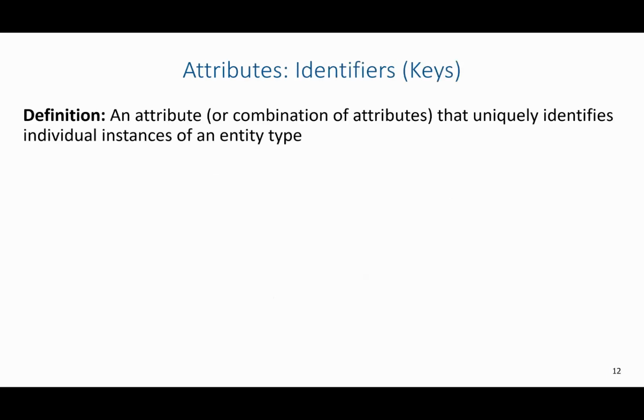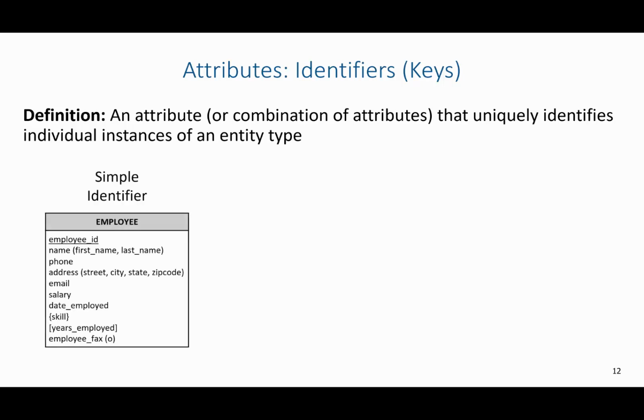So what is an identifier? An identifier is an attribute, or even a combination of attributes, so it could be a composite attribute, that uniquely identifies individual instances of an entity type. So, for example, simple identifier, if I give you an employee ID, I will know all the information for that employee based on looking across the row that corresponds to that employee ID.